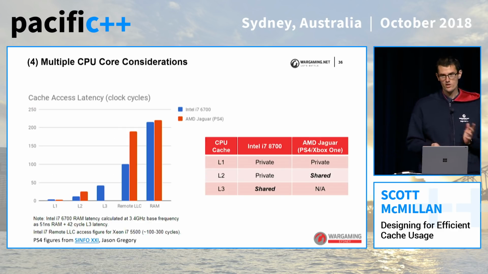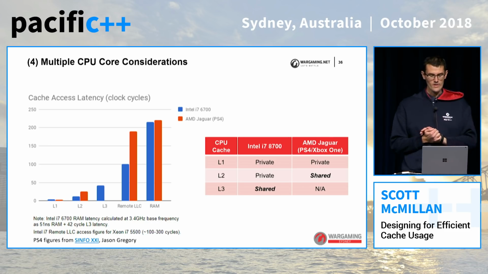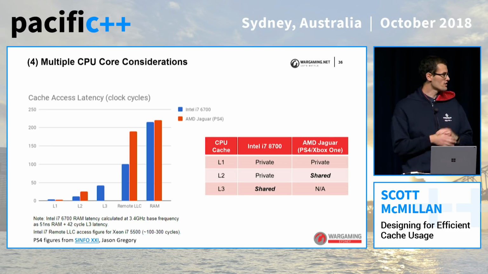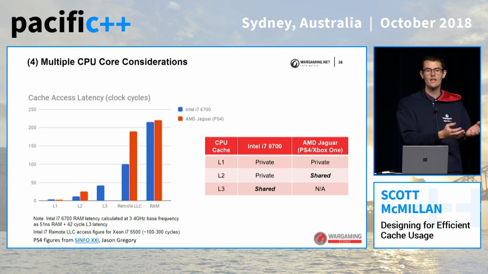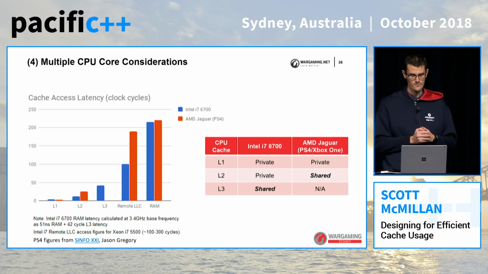Okay, so now let's consider work scheduling a little. For the examples we've got here, the fastest cache levels are private, which means that they're not directly accessible to other CPU cores. Whereas the slower cache levels are shared. They're competitively shared between the local CPU cores in a core cluster, and they're accessible from remote CPU cores.